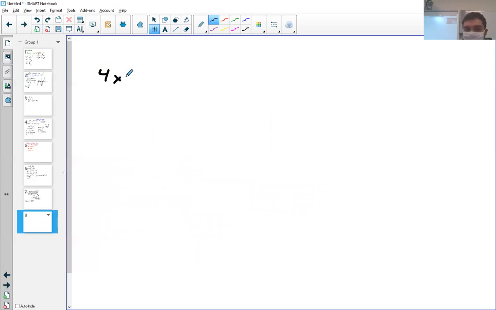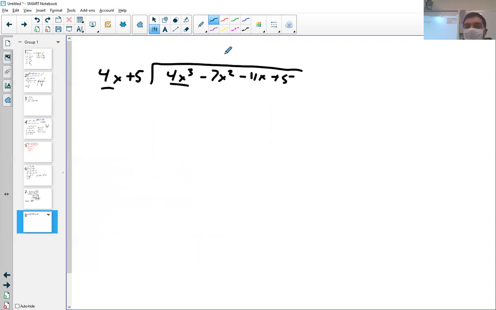4x cubed minus 7x squared minus 11x plus 5, divided by x plus 5. Okay. So this one, you're asking yourself to match the first numbers. So you need x squared. I put it over x squared because it's like a column. It doesn't really matter, but it's the neatest way to do it usually. So, 4x to the third plus 5x squared. Good. So I'm going to take this x squared and multiply everything here. Subtract all of it down.